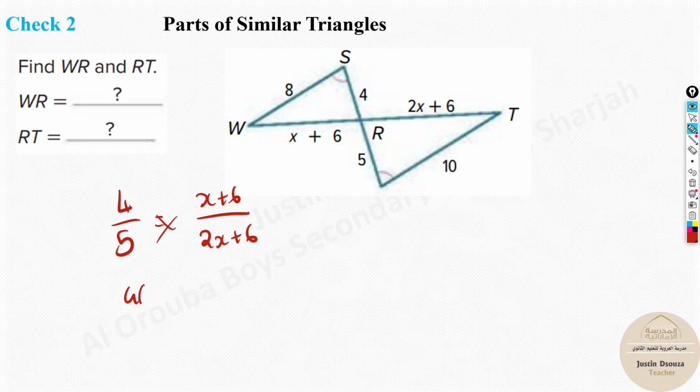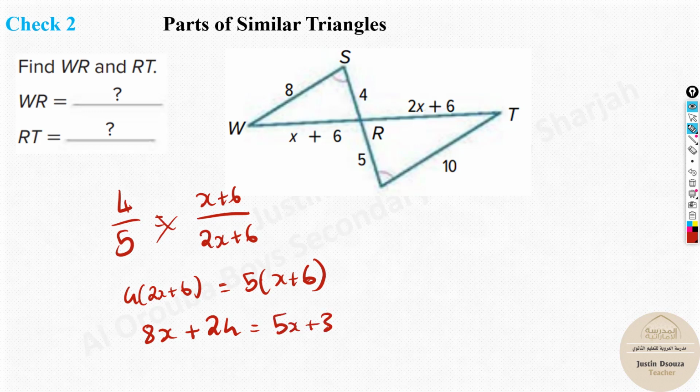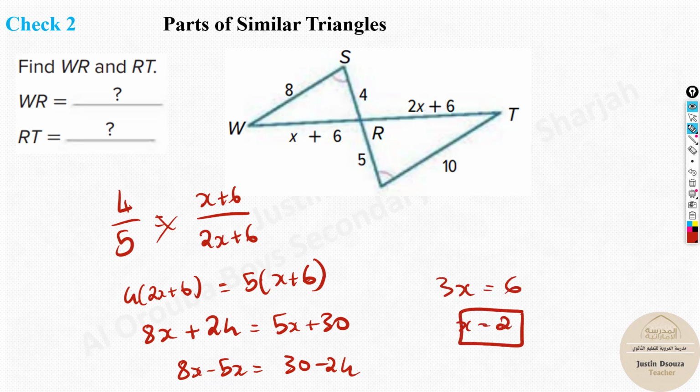Cross multiply, it will be 4 times (2x plus 6) equal to 5 times (x plus 6). Now what happens? It will be 8x plus 6 times 4 is 24, that is equal to 5x plus 30. Now here 5x goes to the other side. It will be 8x minus 5x equal to 30 minus 24. It will be 3x equals 6, or x equals 2.